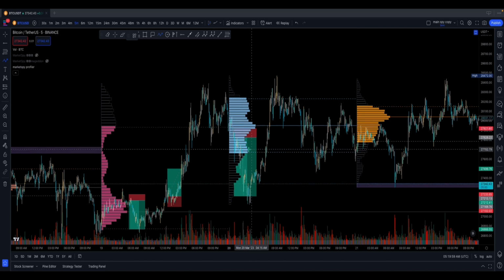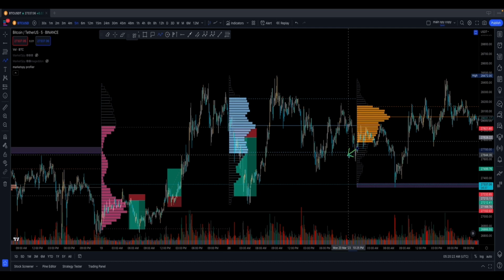New day start, we open inside of value. So what are we? We are neutral. So what should we expect? Rotation, neutral, ranging behavior. Unless the profiler tells us otherwise. And notice, we open up where? Inside of value. We just tested the VAL, so where are we going to go? Right? New day, it's going to test value.